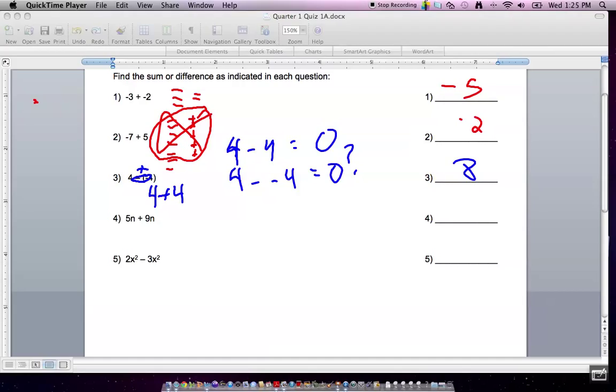So let me ask you a question. If I have 5 ends and I add 9 ends, what are 5 ends and 9 ends? 14 ends. Bingo!